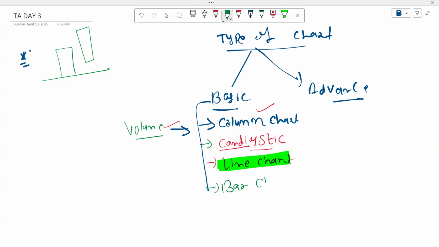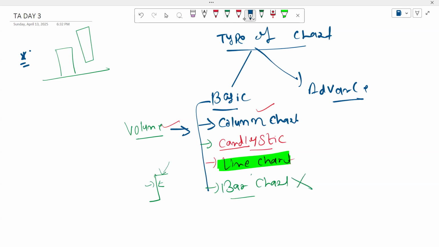Nowadays we don't use the bar chart because a bar is simply like this. Okay, these are the bar chart. In a bar, the body is very skewed. So if you plot the bar chart, you will not be able to see the body. That is why we don't use the bar chart.